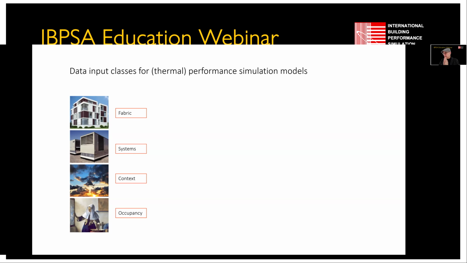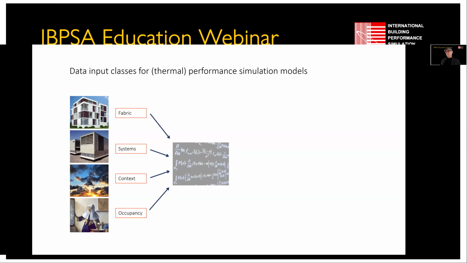And last but not least, we also have to map the internal processes going on in the building into the simulation model. Since the overwhelming majority of buildings are built for human occupancy, we have to also map information about the occupants in our simulation models.